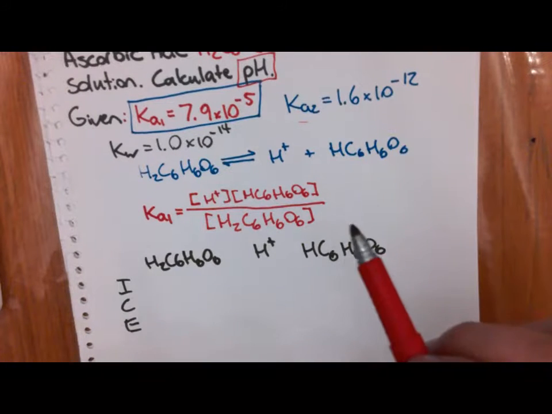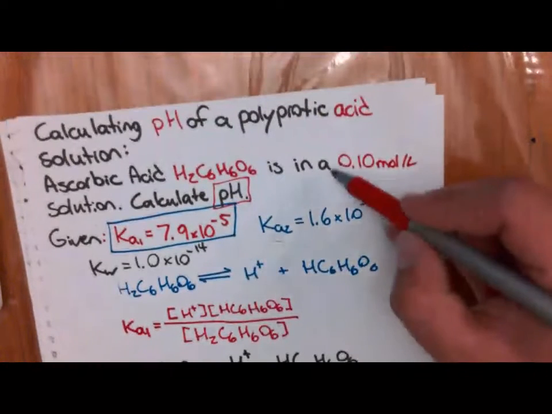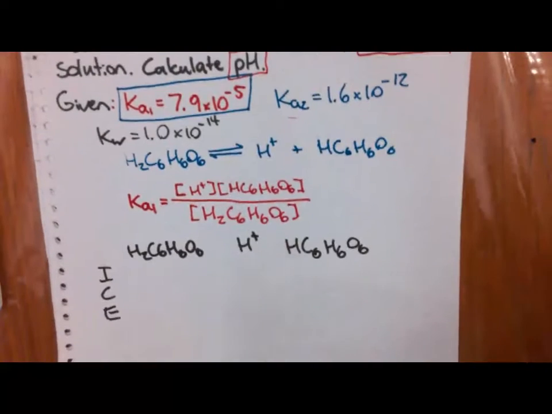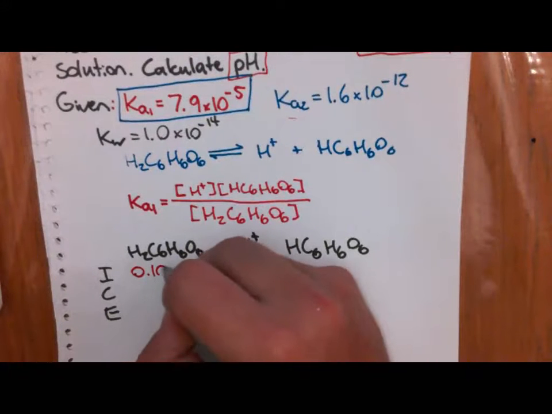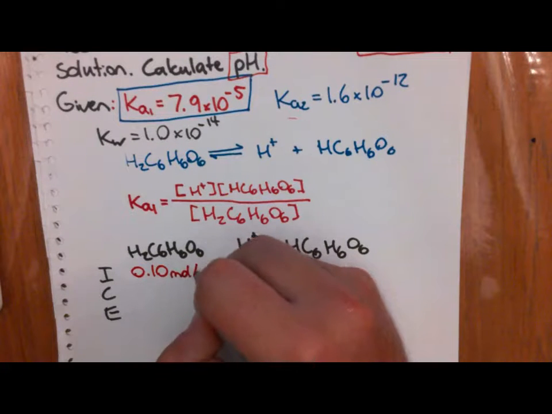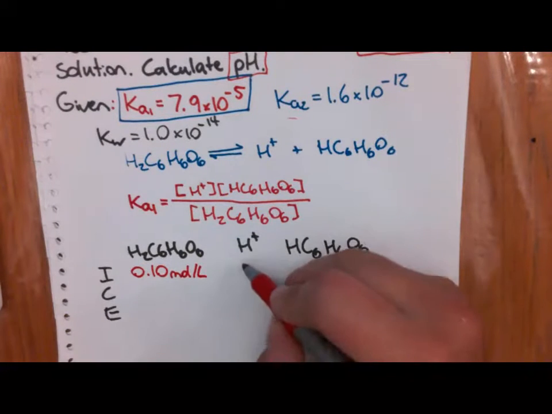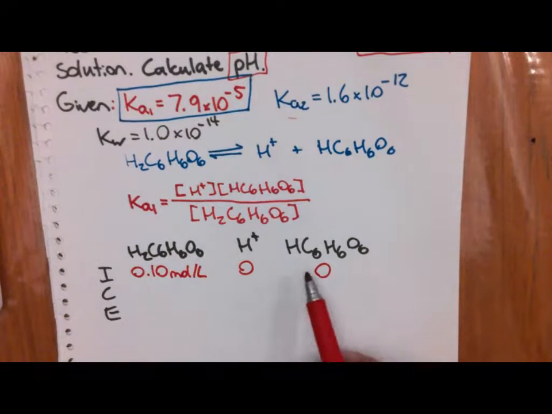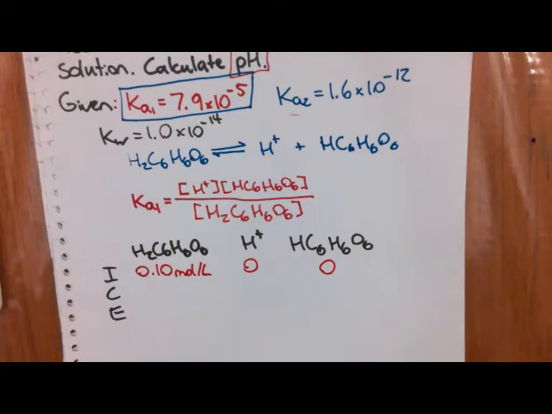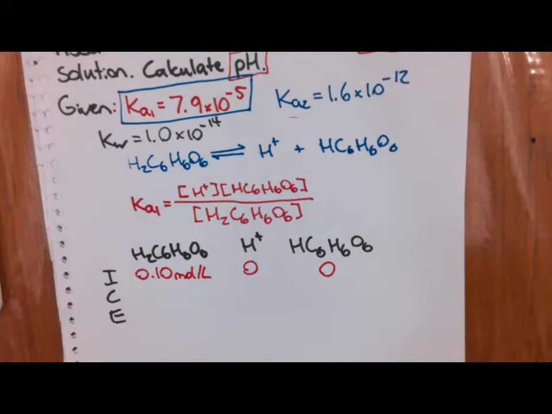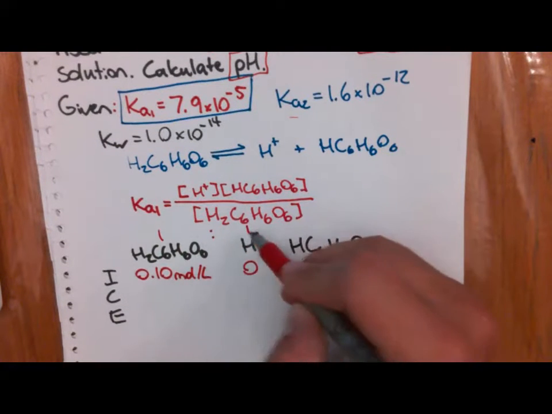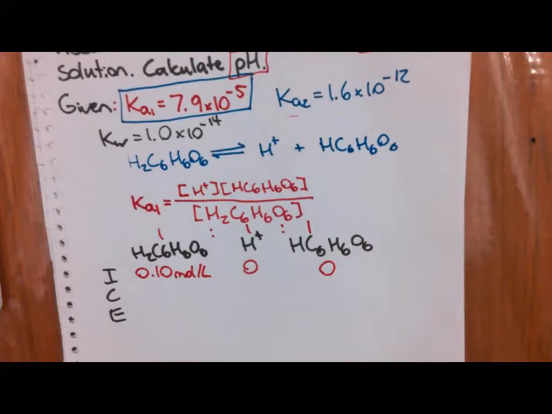And using that, we can show our initial concentration. So if we look up to the start of the question, we can see our initial concentration of our acid is going to be 0.10 moles per liter. So I can write in here 0.10 moles per liter. Obviously, we're going to start with 0 moles per liter for H plus, and we're going to start with 0 moles per liter for HC6H6O6. Our change, again, as we've always seen in most of these reactions, this is a 1 to 1 to 1. So that means that all we have to deal with is a single X.